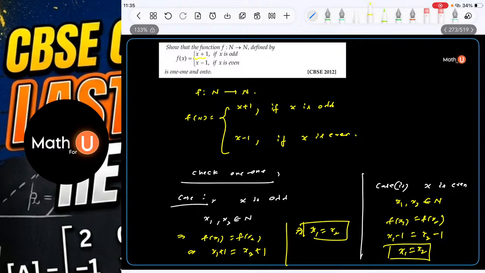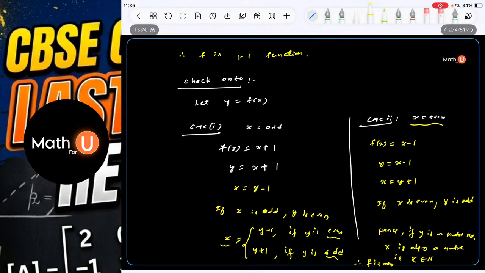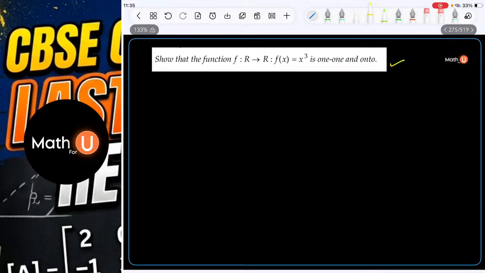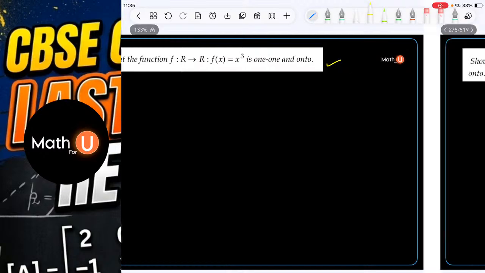Okay, if the function is 1 to 1 and onto, such types of functions are also called bijective functions. You should remember this one. Okay, next is a question. I think we have done this question already. Show that the function f from R to R, f of x equal to x cube, is 1 to 1 and onto. We did this type of question.